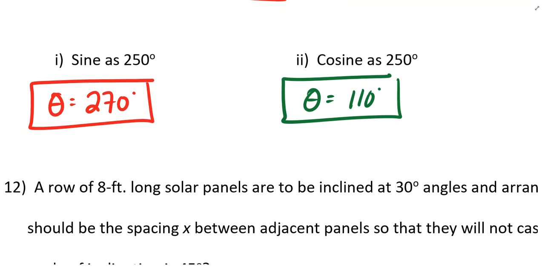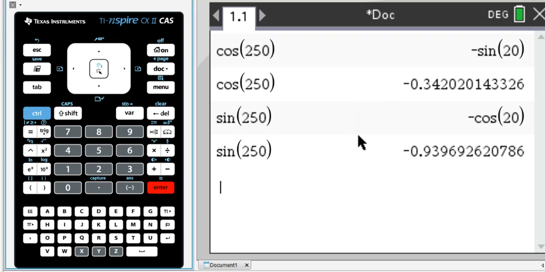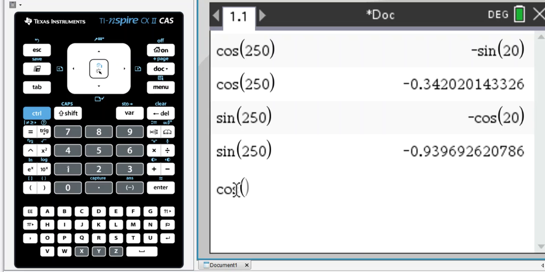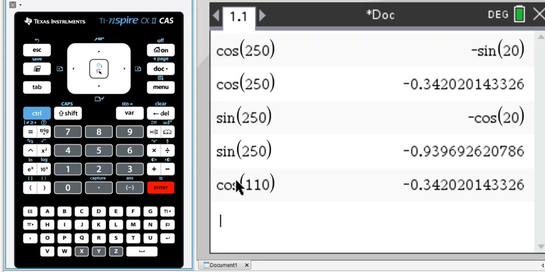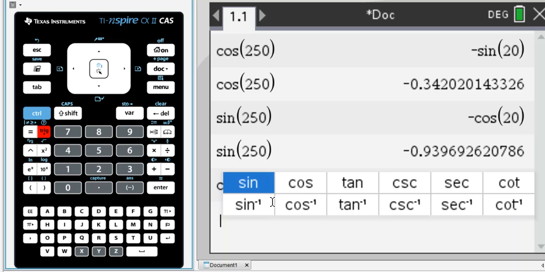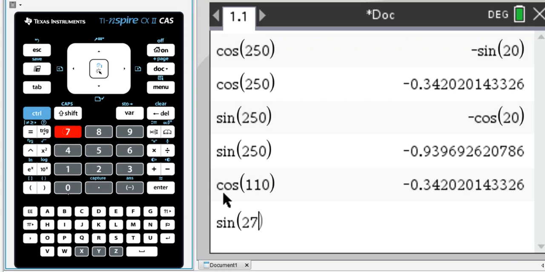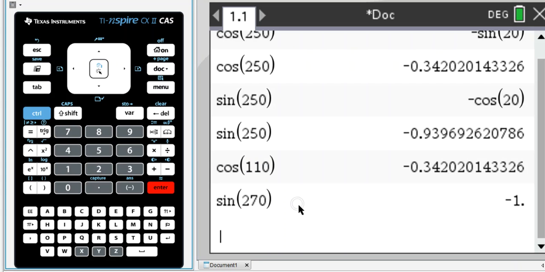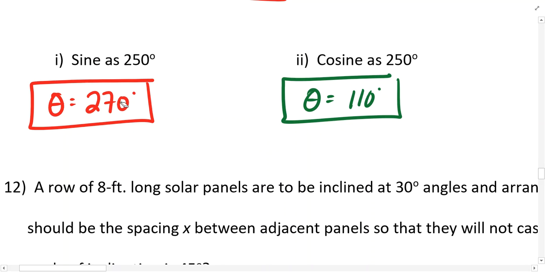And since you have a calculator in front of you, you can check your work. I don't think you would use a calculator to solve it, but you can check your work. If I evaluate cosine at 110 degrees, we should see negative 0.34, just like we had cosine at 250 degrees. If I evaluate sine at 270 degrees, we should see the same result that we got, whoops, not 270. I think my math was wrong, wasn't it? 20 degrees beyond 250 was actually 290. It was a good thing I checked, huh?